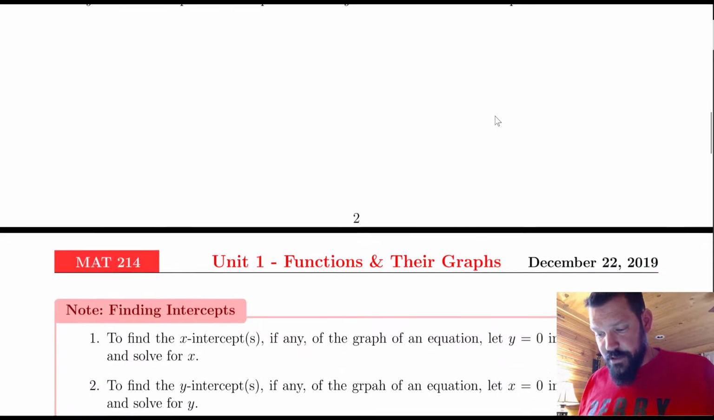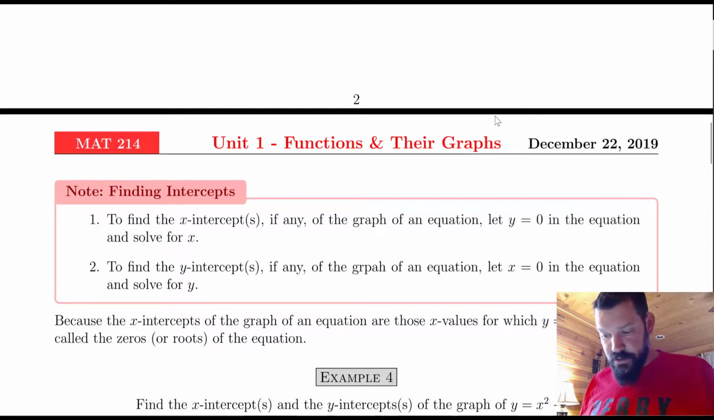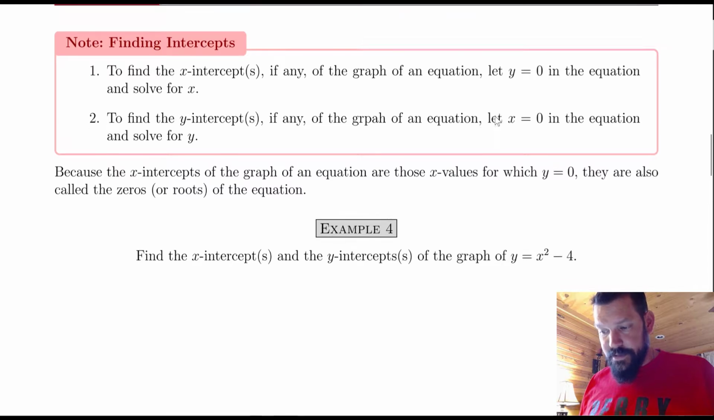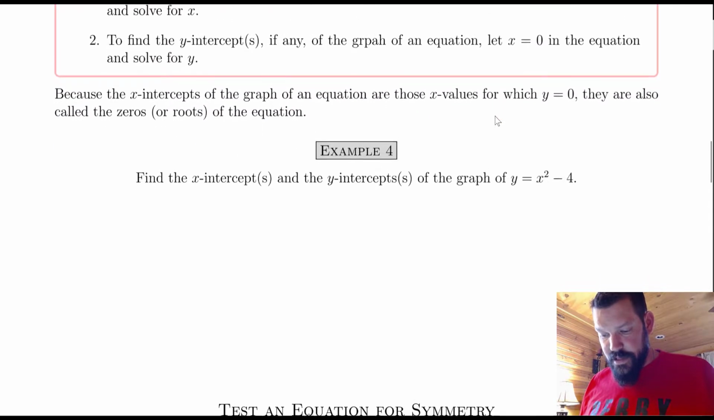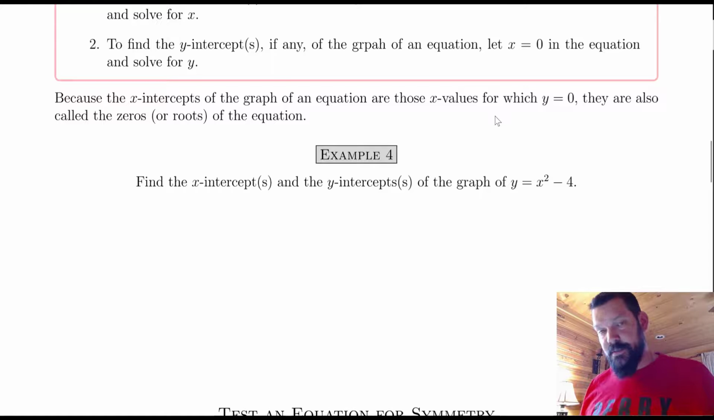Finding the intercepts when given an equation is equally as easy as finding the intercepts when you're given a graph, but now you're just doing a little bit of algebra and things work out just fine. So for example 4, we're going to find the x-intercepts and the y-intercepts of the graph of y = x² - 4. Yeah, you could graph this and come up with those, but we also want to make sure we understand how to do it algebraically as well.